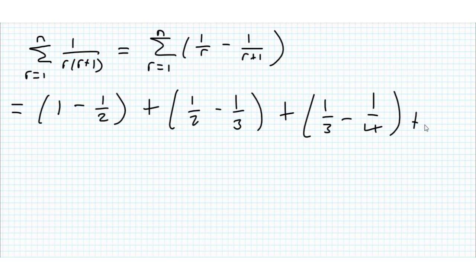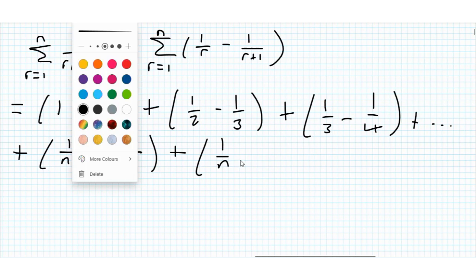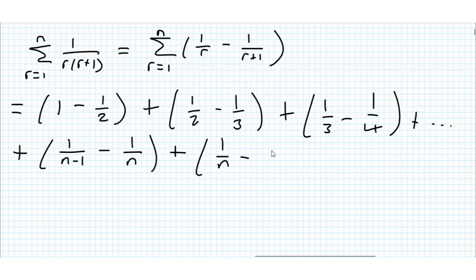Hopefully you can see the pattern here. So we get loads of middle terms. Now we'll consider the second to last term, and that's going to be with r equal to n minus 1. So we get 1 over n minus 1, and then we're going to get minus 1 over n. Then finally, with r equal to n, we're going to get 1 over n, minus 1 over n plus 1.